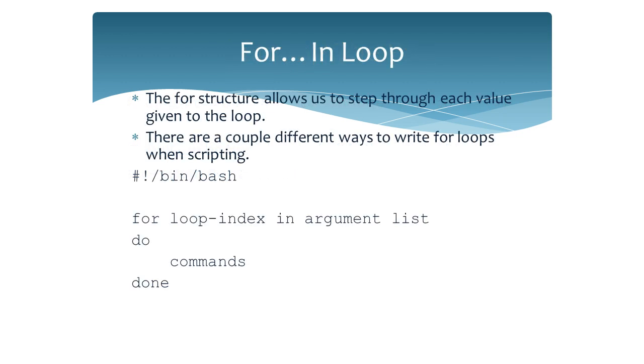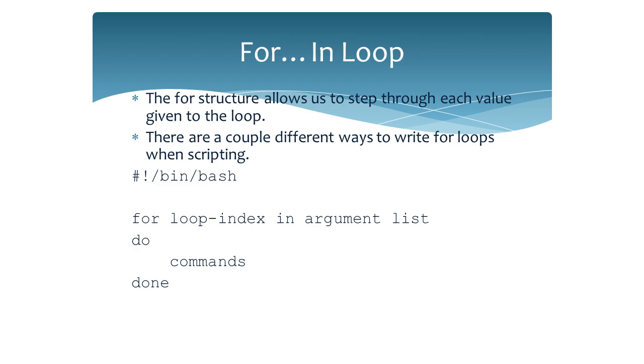The for in loop is very popular in bash. It allows us to step through each value of a given loop. There are a couple of ways to write loops when scripting. For loop-index in argument list, then do some commands, then done. For is required, in is required, do is required, and done is required for the for in.